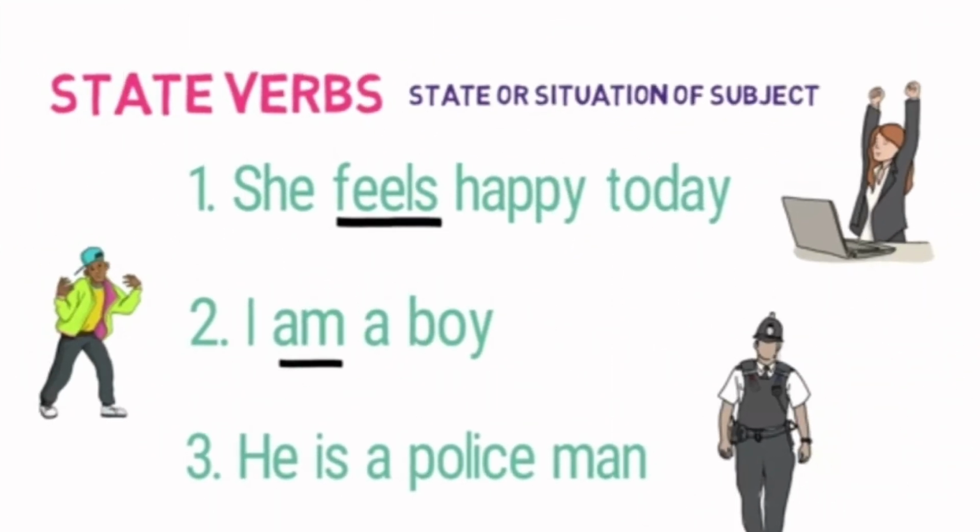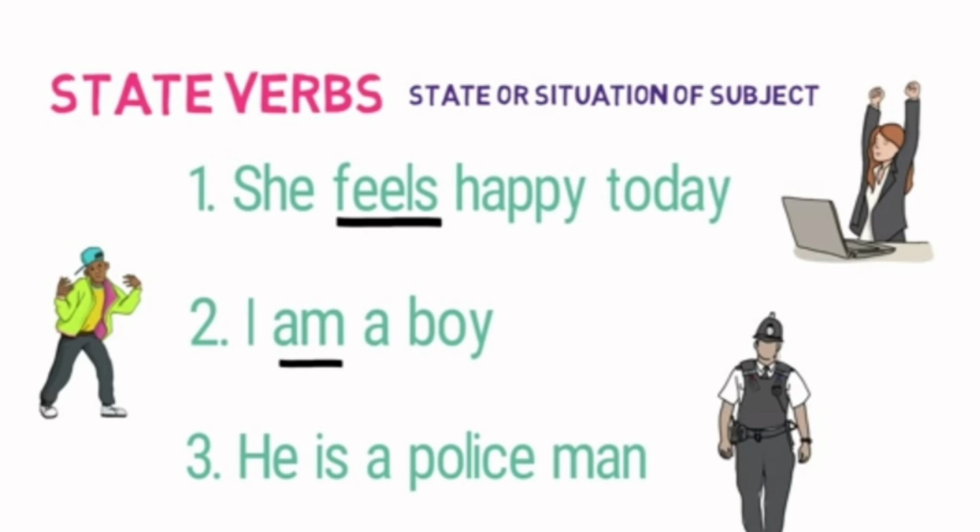Now let's see some examples of verbs that tell us state or being words. She feels happy today. I'm a boy. He is a policeman. Look at the first sentence. She feels happy today. In this sentence, the girl feels happy. So, the word feels here is a stative verb as it defines the state of a girl.